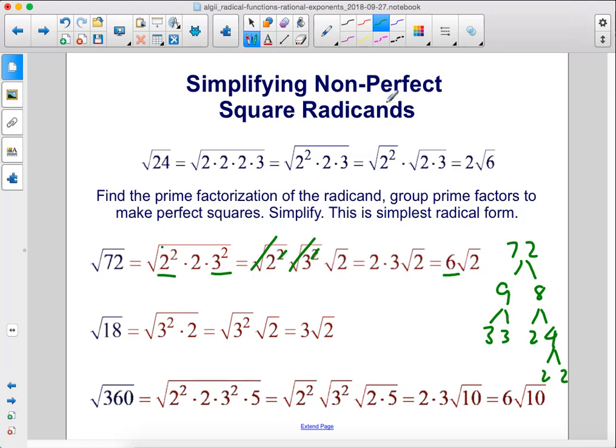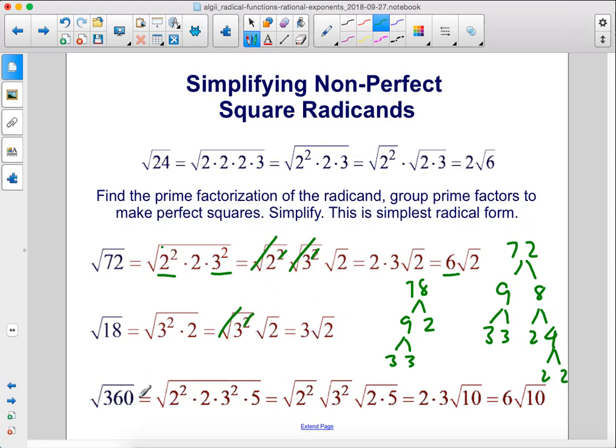For square root of 18, 18 is 9 and 2, which is 3 and 3. So 3 times 3 times 2 can be written as 3 squared times 2. 3 squared can be separated into its own radical, leaving just 3 out front times the square root of 2.